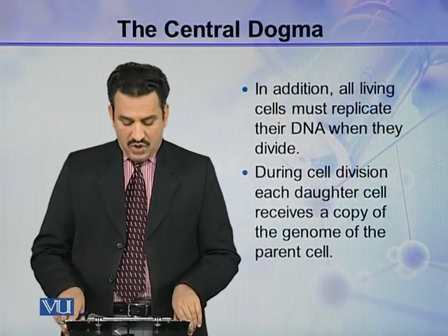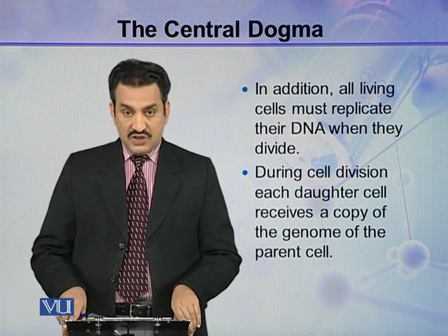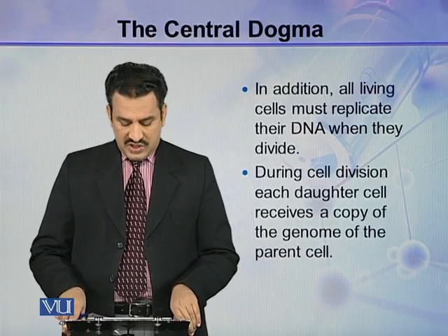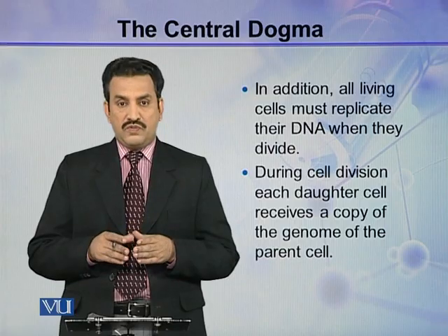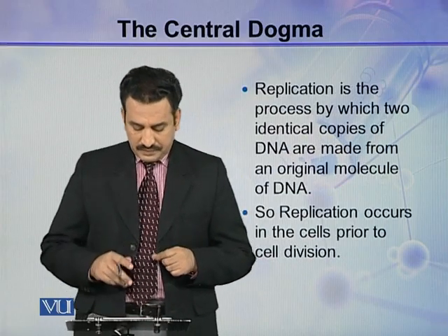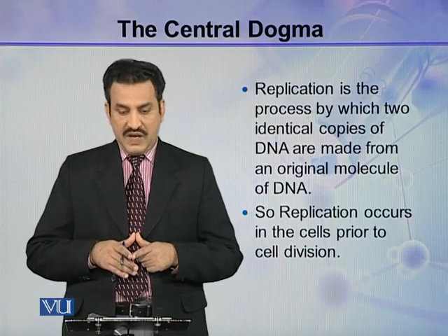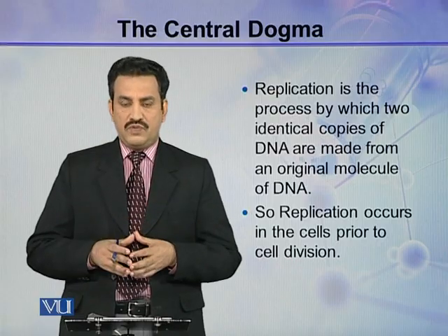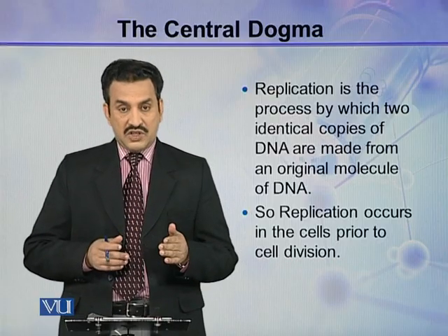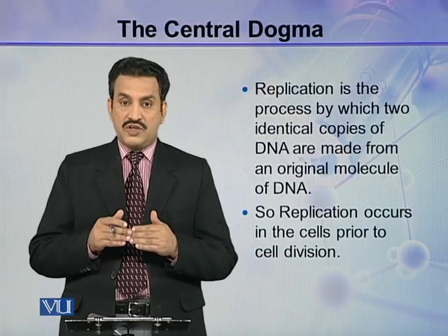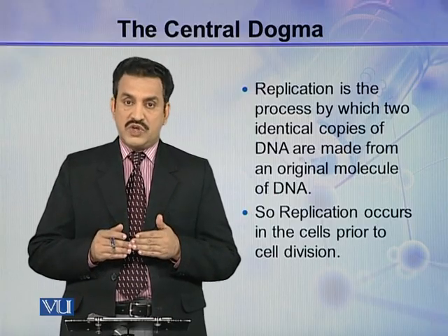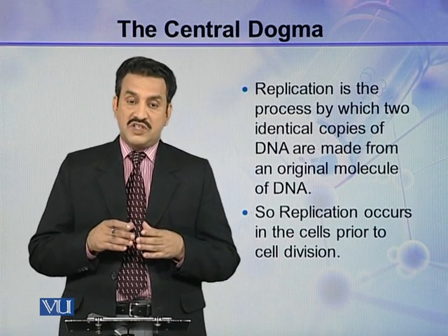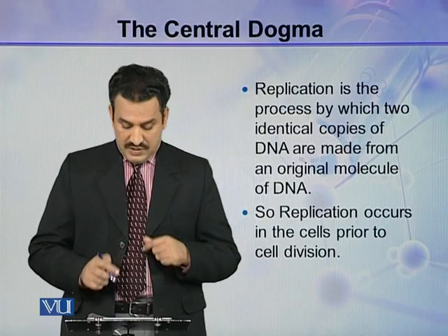In addition, all living cells must replicate their DNA when they divide. During cell division, each daughter cell receives a copy of the genome of the parent cell. Replication is the process by which two identical copies of DNA are made from the original molecule of DNA. Replication occurs in the cells just prior to cell division, because it is a prerequisite of cell division. If the cell is going to divide, it must have a new copy of DNA.